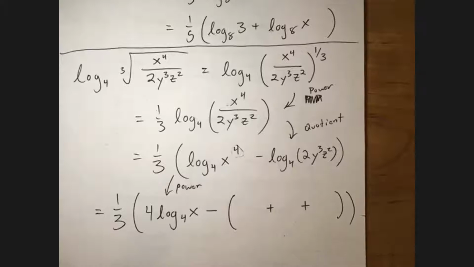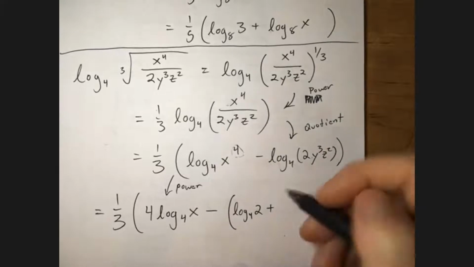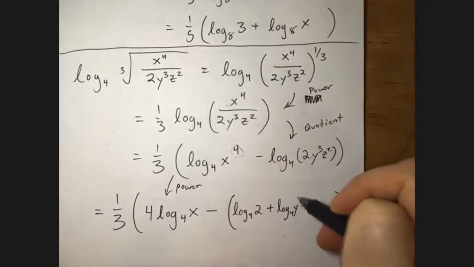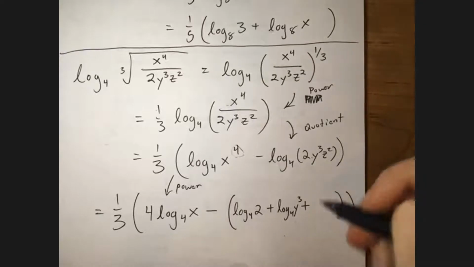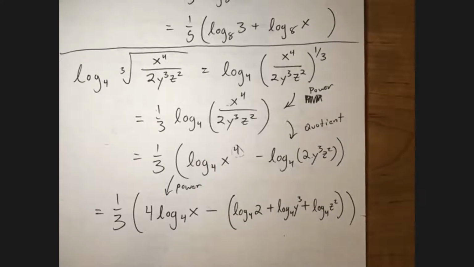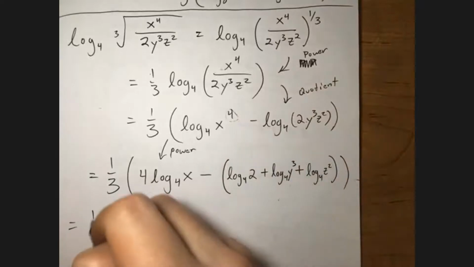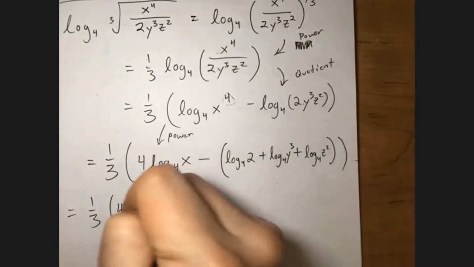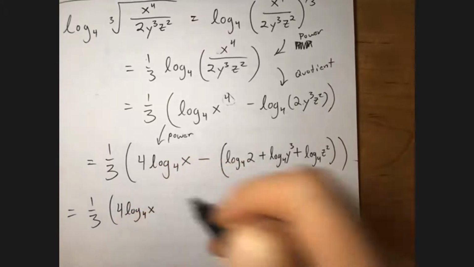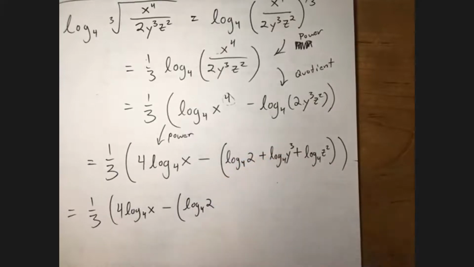So I'm going to have log base 4 of 2, log base 4 of y cubed, and log base 4 of z squared. And now I can still do more because now we have powers in here. So I can pull the powers out front, right? So the log base 4 of 2, nothing I can do with that.